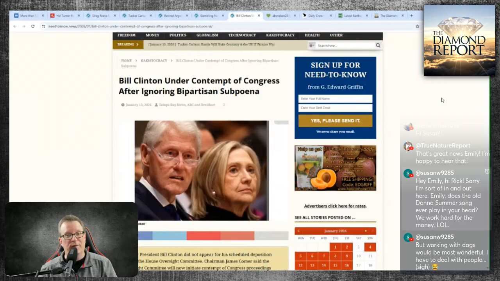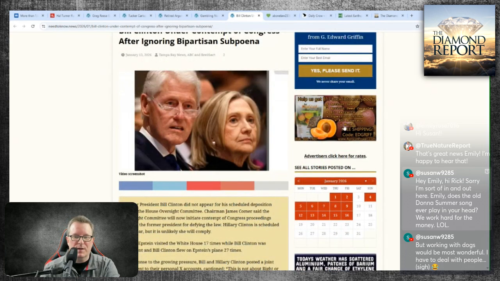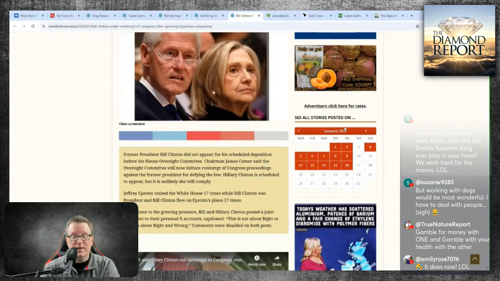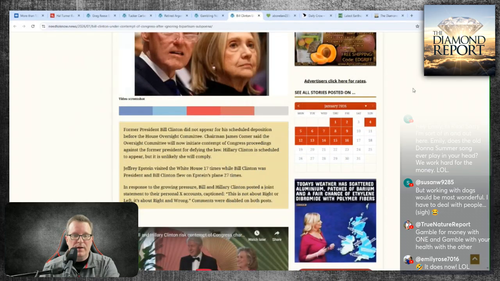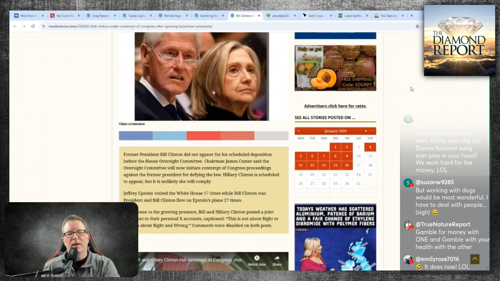Bill Clinton under contempt of Congress after ignoring bipartisan subpoena. What did I say last week? Did we think actually that Bill and Hillary would go to this committee here and testify, or did we think that they would just ignore it and pretend like it never happened? Well, apparently Hillary's time for that is scheduled. But here's what this article says.